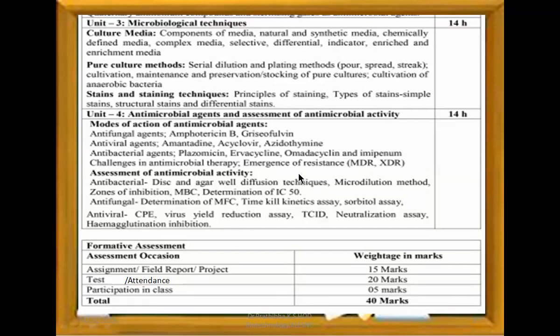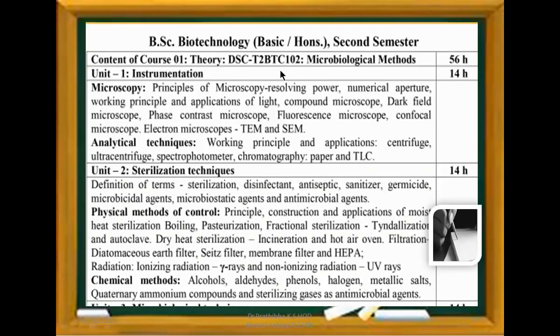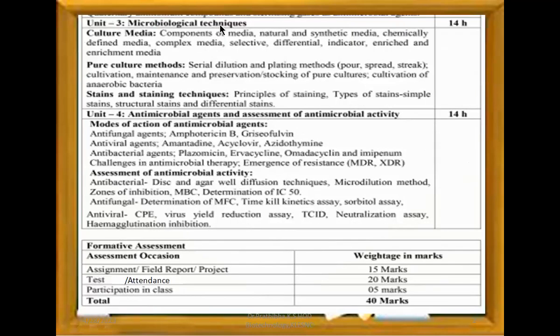Okay, in your second semester, paper 2, that is Microbiological Methods. Unit 1, microscopy and analytical techniques. Unit 2, sterilization techniques: definition of terms, physical methods of control, chemical methods. Then unit 3, microbiological techniques: culture media, pure culture methods, stains and staining techniques. Unit 4, antimicrobial agents and assessment of antimicrobial activity: modes of action of antimicrobial agents, assessment of antimicrobial activity.